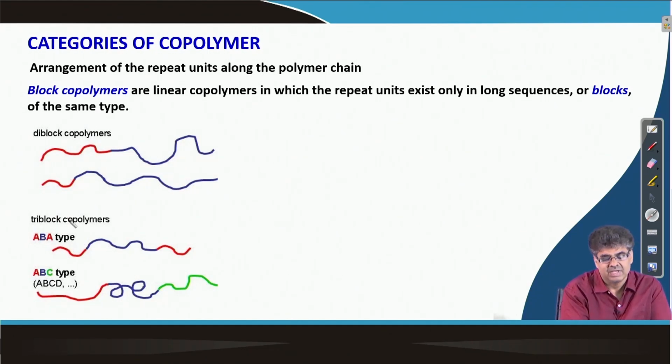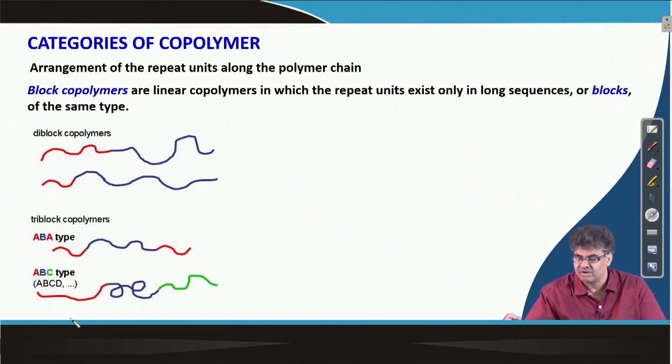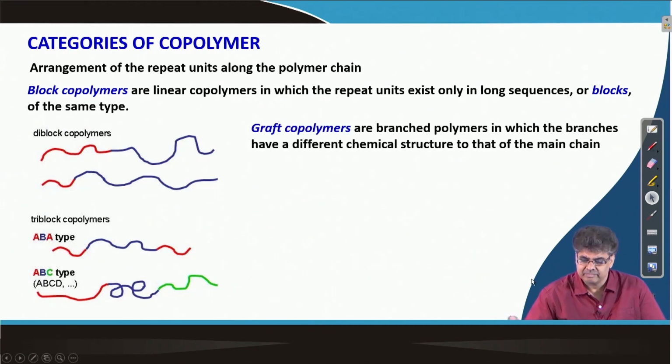We can have a triblock, where in this case we have an ABA triblock. So, it is one block A and B and then again A. We can have an ABC type block copolymer, where A and B and C are different. Similarly, we can have many types of blocks as per the arrangement of the monomer units. We can also have graft copolymers.